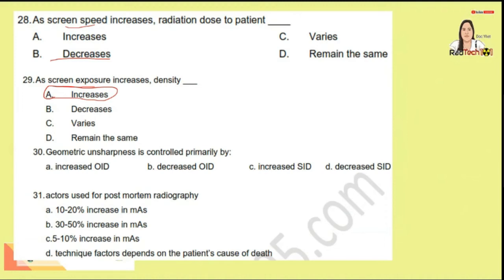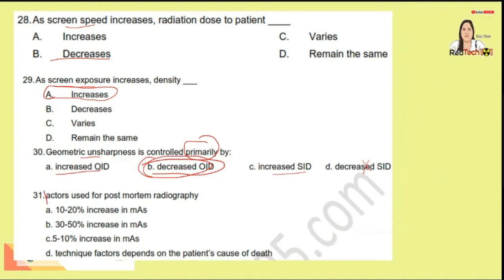Next, 30, so geometric unsharpness is controlled primarily by decreasing the OID. Dapat, para maiwasan natin yung geometric unsharpness, katulad ng magnification, yung ating object, yung patient natin, is as close to the IR as possible, or i-decrease natin yung OID. Kapag increase ang OID, malayo yung patient sa ating IR, hindi siya dikit, so it will increase magnification, which is a form of geometric unsharpness. Increased SID, yes, pwede. Decreased SID, hindi, kasi magkakaroon ng magnification dito. Tama ang C at ang B, pero yung keyword dito is primarily. So, this is the correct answer.